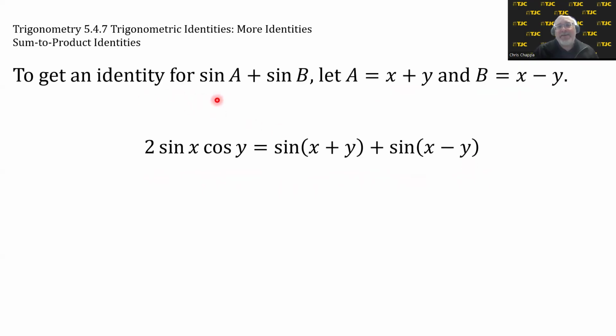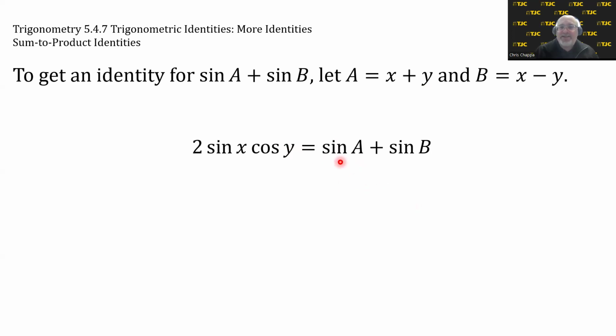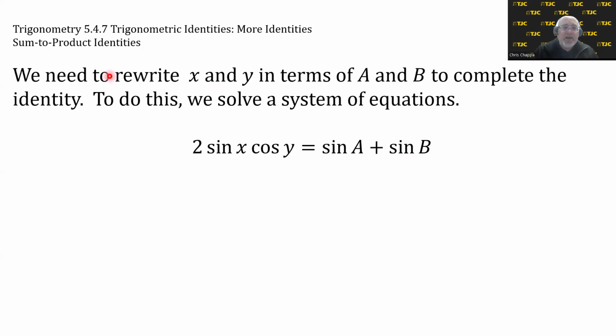To get an identity for sine of A plus sine of B, let's let x plus y equal A and x minus y equal B, transforming the right side into sine A plus sine B. Now, we need to rewrite this x and y in terms of A and B to complete the identity. To do this, we solve a system of equations.